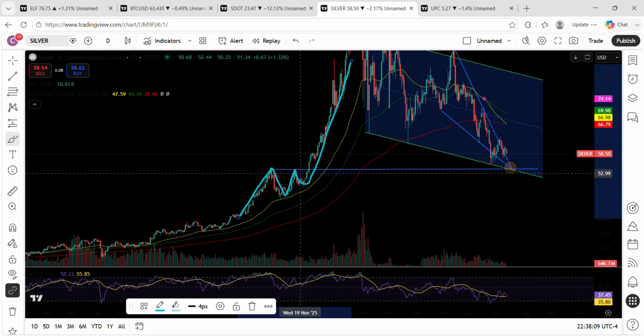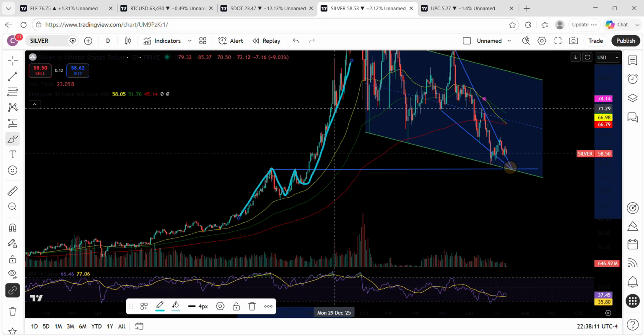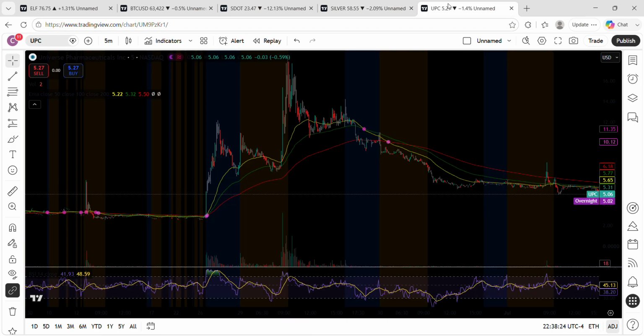It failed, and look at the massive move that we had in silver, and that caused just a huge push in silver, all from the failed M top formation. That's looking at it from a daily chart. Here you see a recent high flyer, ticker symbol UPC. And this is on the minute chart.